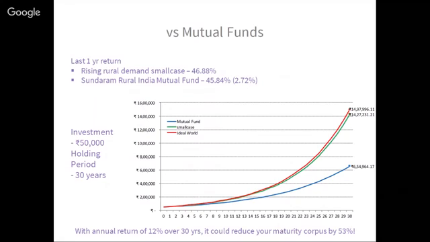Now look at what happens with the mutual fund. So at the end of 30 years, you will not even have 7 lakh rupees, which is close to 50%.